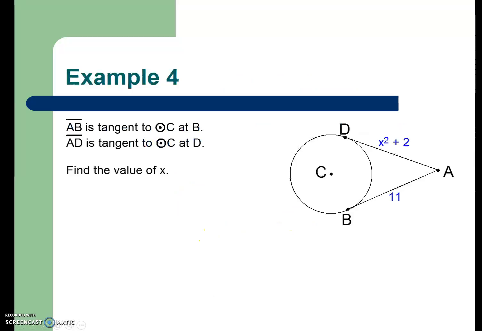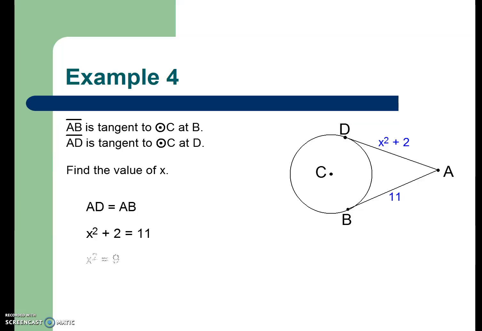Okay, so here's an example using that. I'm telling you that AB and AD are tangents, so they're hitting at one spot. Since they're both tangent, that means these have to be equal to each other. So AD has to equal AB. So that means I'm going to set x squared plus 2 equal to 11. And then from here, it's algebra.